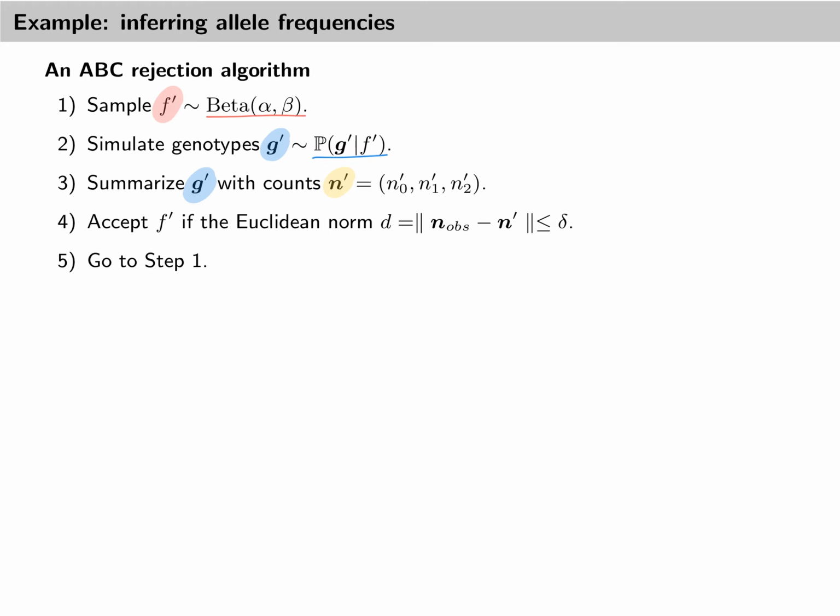We're going to then accept the candidate vector f prime using some distance between the observed summary statistics and the simulated summary statistics. Here, we're simply going to use the Euclidean norm, d, and we're going to calculate that on the full vector of the three summary statistics. We're then going to accept simulations with distances up to a threshold delta. We're then going to repeat steps 1 through 4 for as long as we wish. Let us next see how well this algorithm performs when comparing it against the analytical posterior distribution introduced before.